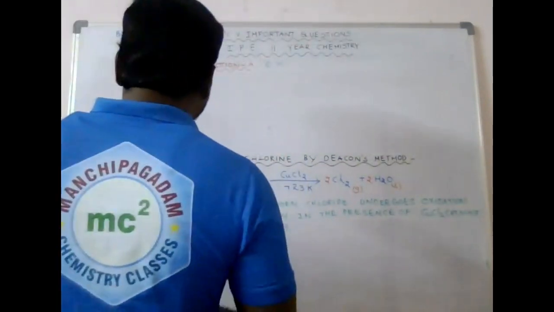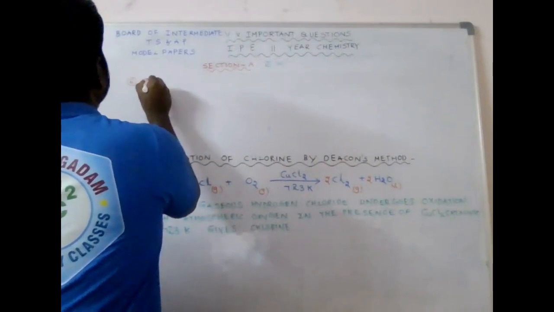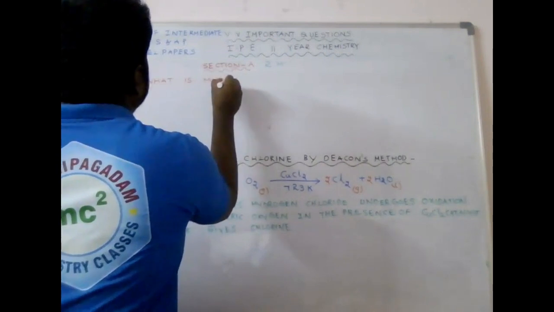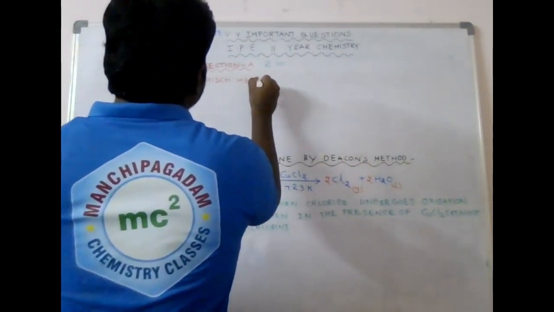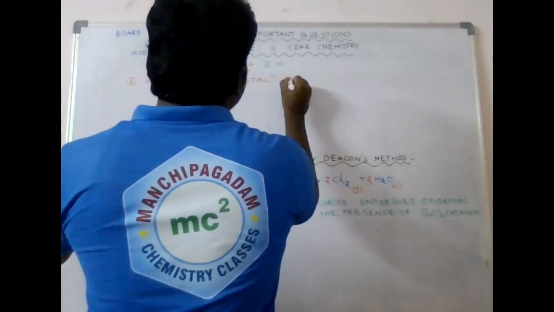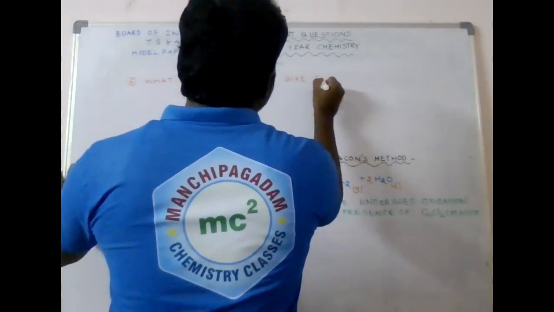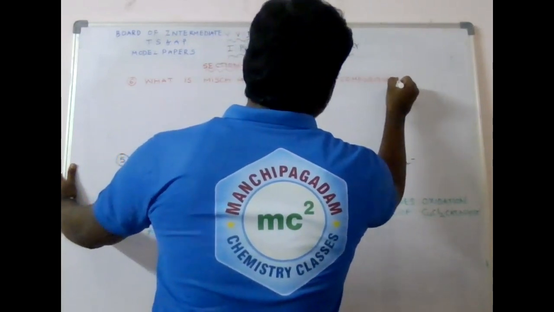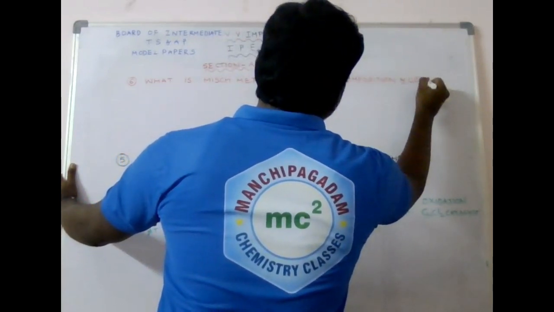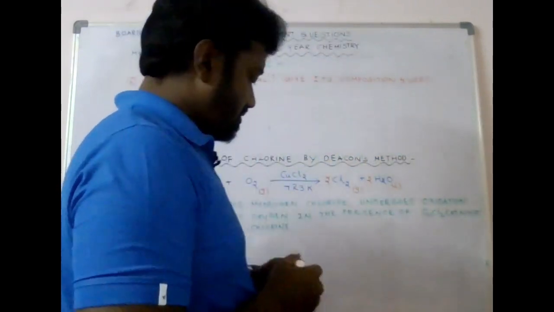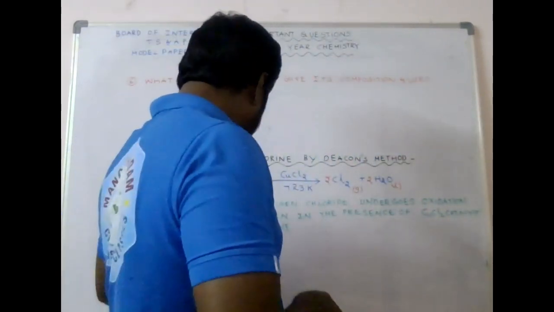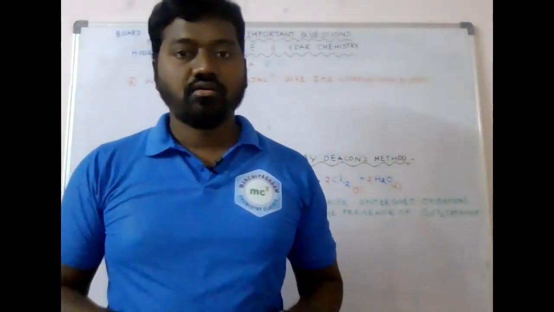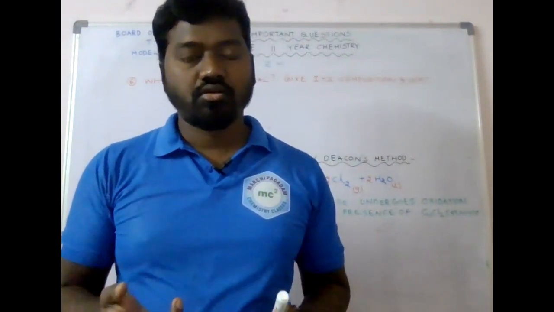Okay. Sixth question. What is misch metal? Give its composition and use. Right? So many model papers have this question. Right? One of the important questions. What is misch metal? Give its composition and use.